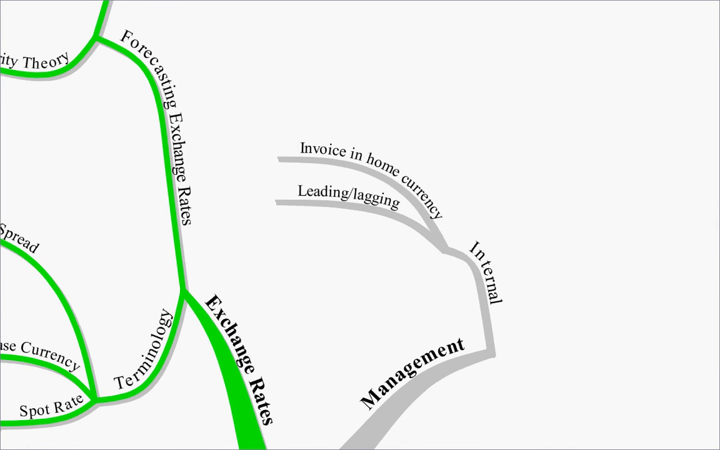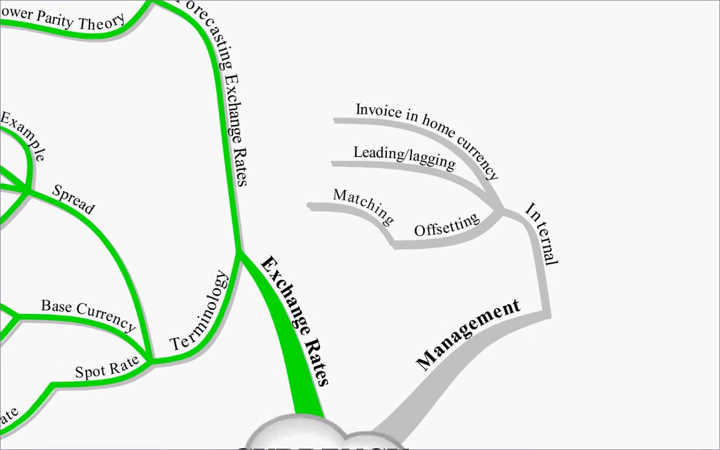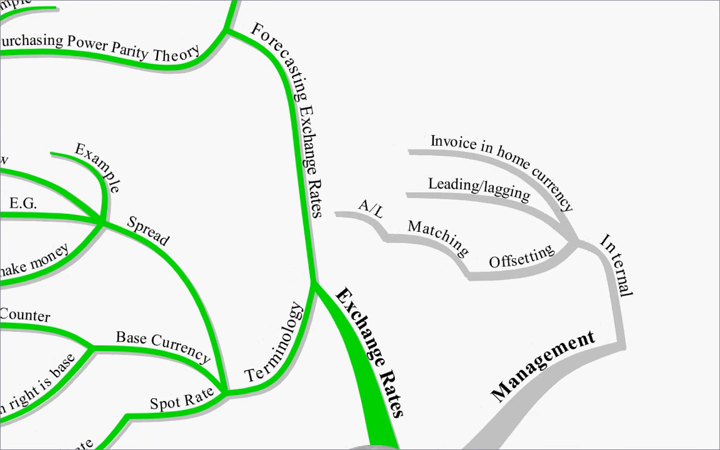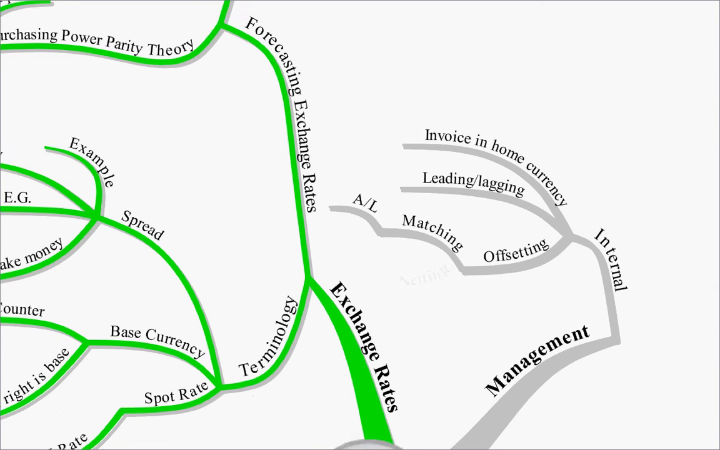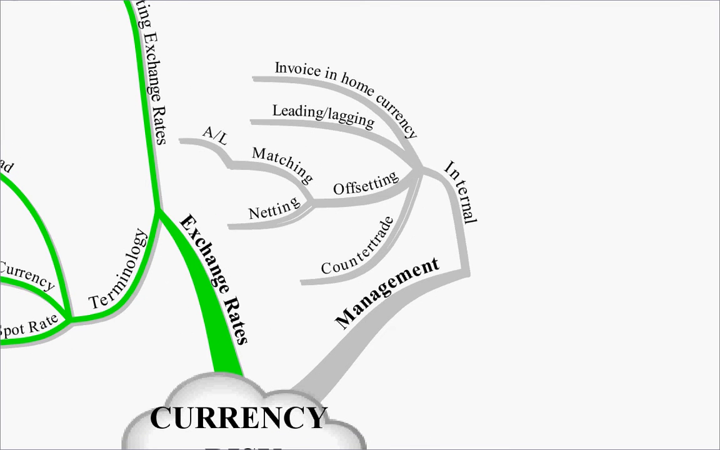Leading and lagging, you could just pay early or pay late effectively, but again, you're not really alleviating the foreign exchange risk. Offsetting, well, matching, what you could do is you could match your assets and liabilities in foreign countries, or netting, you can basically have a foreign bank account and net off your transactions, hopefully against one another. Lastly, you could engage in a counter trade.